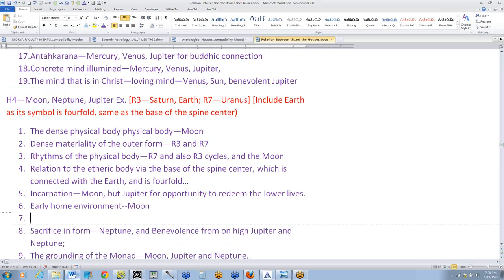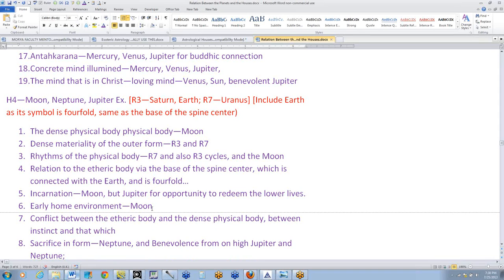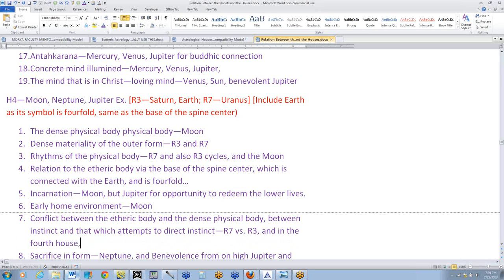So this is also conflict between the etheric body and the dense physical body, between instinct and that which attempts to direct instinct. So this is ray 7 versus ray 3. And in the fourth house, the conflict naturally occurs. We have to remember that Uranus was involved here. See, Uranus has to be considered in relation to this house because it is the saving grace of this house.